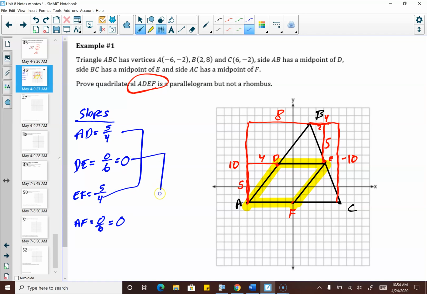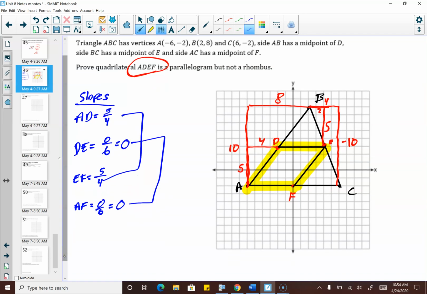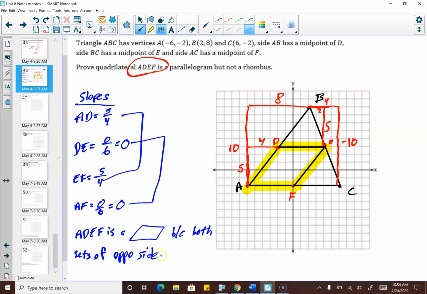So if you can see here, we have our parallelogram because we have both sets of opposite sides parallel. So ADEF is a parallelogram because both sets of opposite sides are parallel. All right, remember that happened because they had the same slope.